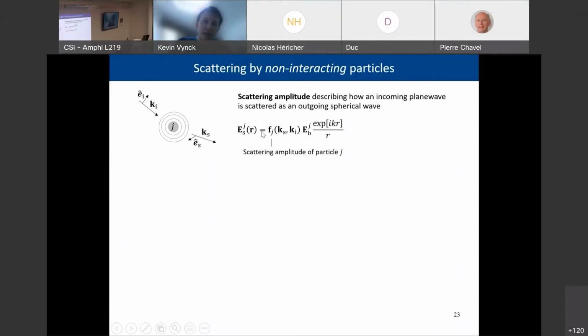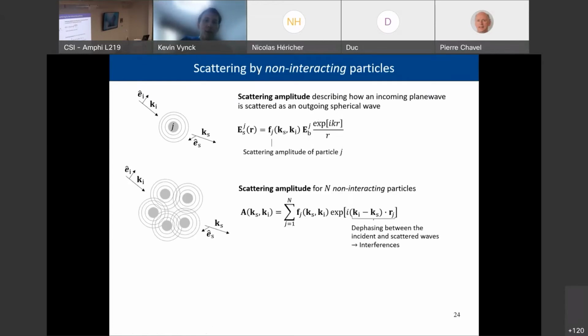in space, is the product of the scattering amplitude of this particle that relates two directions. These are the wave vectors of the incident wave and the wave vector of the scattered wave. Here, this is the incident field, the background field on particle j. And here, this is a spherical wave, exponential ikr over r. So this is very classical, and this is the definition of the scattering amplitude.